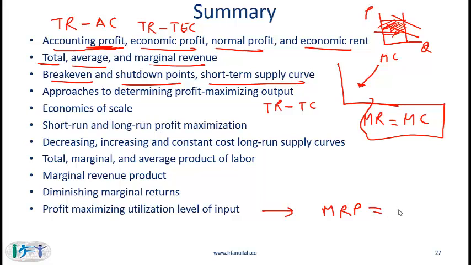If we say that the factor of production is labor and the cost of one unit of labor is denoted by W, then profit maximization happens where the marginal revenue product, which is the additional revenue from one more unit of labor, is equal to the cost of that additional unit of labor, which is denoted by W.